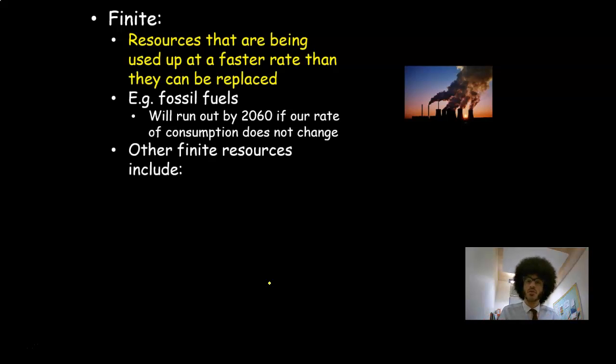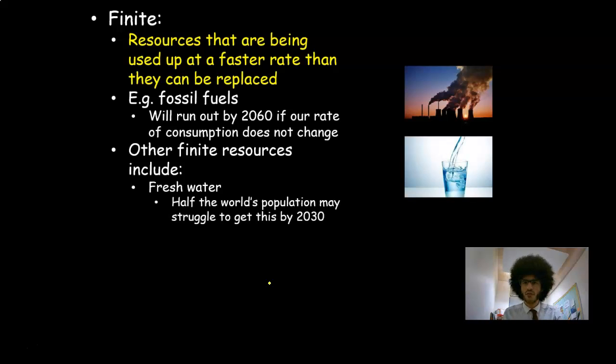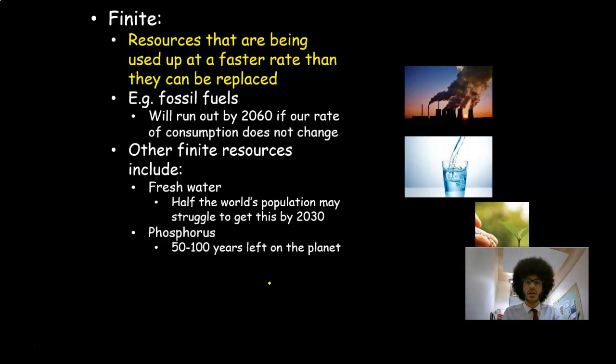Now, there are other finite resources, and it's important because when you think about finite resources, you would instantly think of fossil fuels as the natural example, coal, oil, and gas. But there's loads of other resources which are in danger of running out. These are cited from lots of studies which I've looked at, but one is fresh water. According to a lot of data, half the world's population may struggle to get their freshwater reserves by 2030, which is quite a worry. And then phosphorus is another important one for fertilizers and growing crops. We've got about 50 to 100 years left on the planet of ready-made sources of phosphorus.